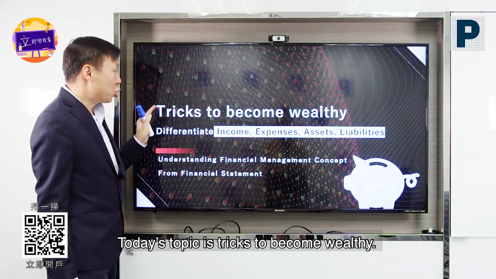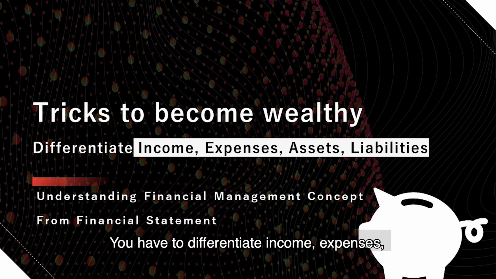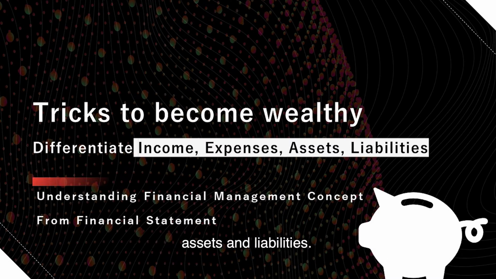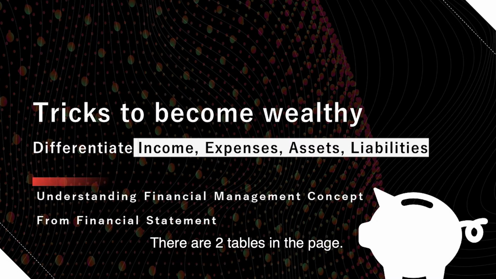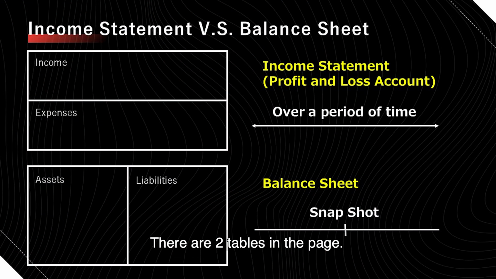Today's topic is tricks to become wealthy. You have to differentiate income, expenses, assets, and liabilities. You have to understand the financial management concept from financial statements. On this page, there are 2 tables.